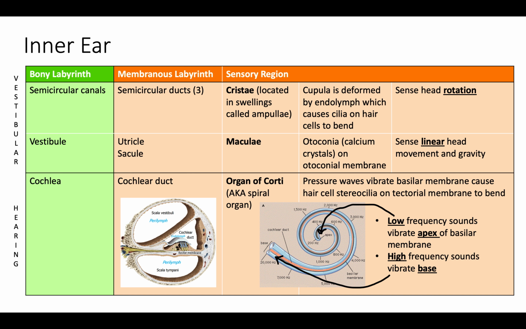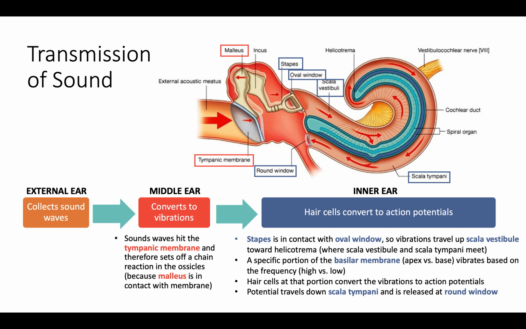The cochlea, the sensory region, is the organ of Corti, and it's sensing pressure waves as it vibrates the basilar membrane, causing the hair to bend. So low frequency vibrations are going to be on the apex of the membrane, and high frequency vibrations are going to be found at the base. So make sure that you know that low is associated with apex and high with the base.